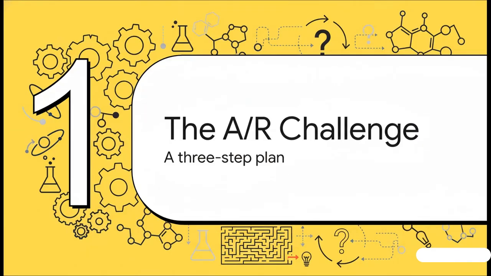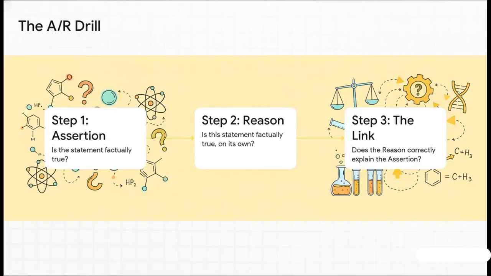All right, first things first, let's face our enemy head-on. The assertion-reason format can look a little scary, but it's really just a logic puzzle. And the good news is, there's a simple plan of attack that works every single time. This right here is your secret weapon, the AR drill. It's a super simple three-step process. Step 1, just look at the assertion. Is it true? It's a simple yes or no.